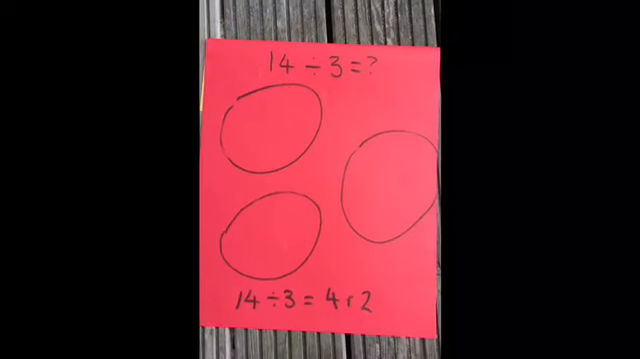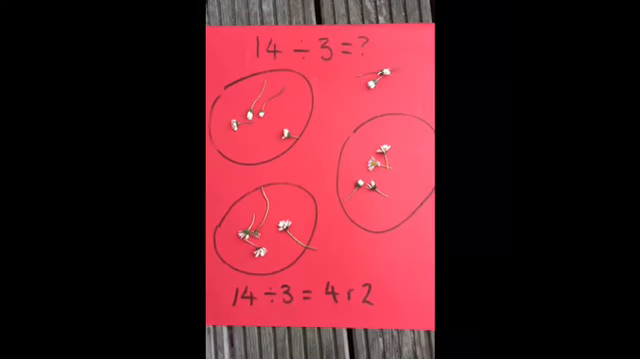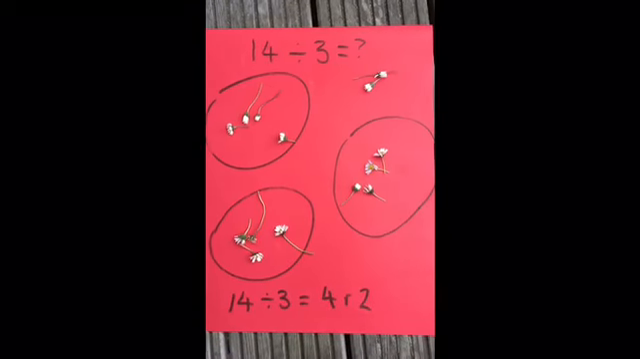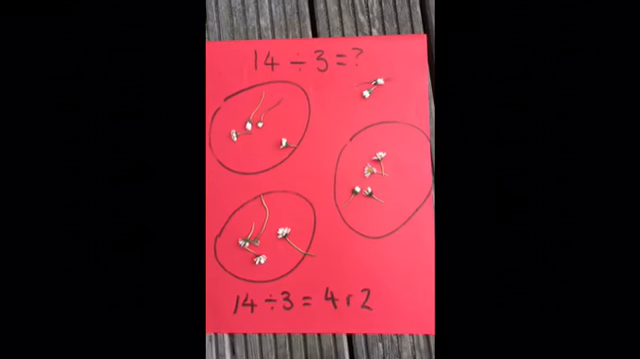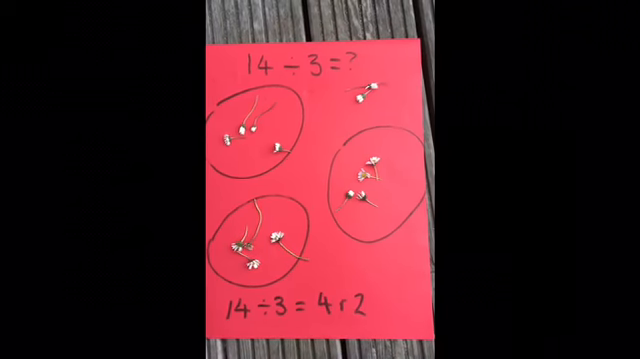In this example, we are going to try and share 14 into 3. We've created 3 groups of 4 with 2 left over. The 2 daisies that I've got left over we call the remainder. So 14 divided by 3 is 4 remainder 2.